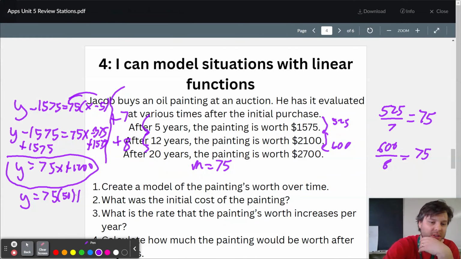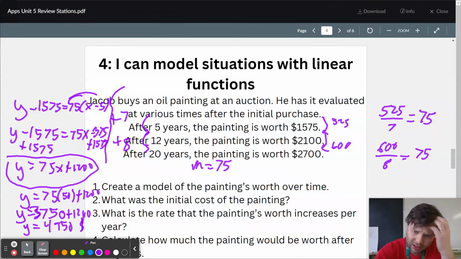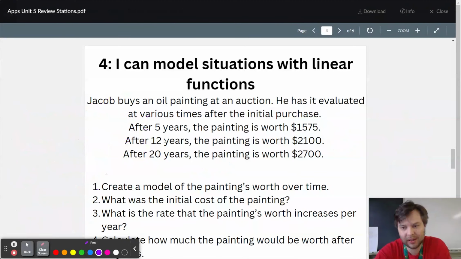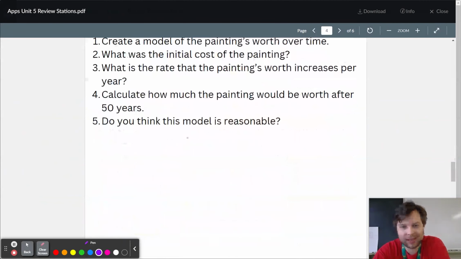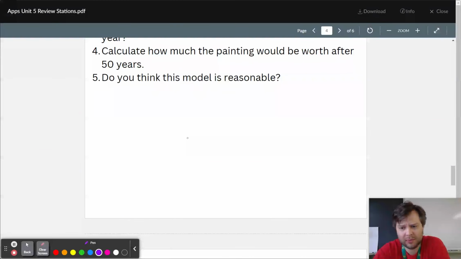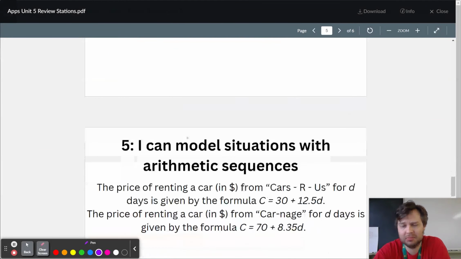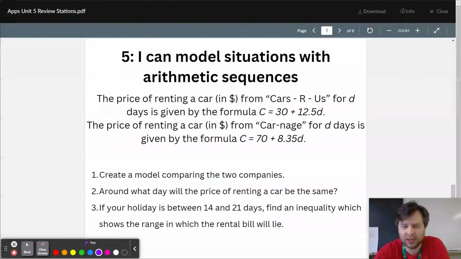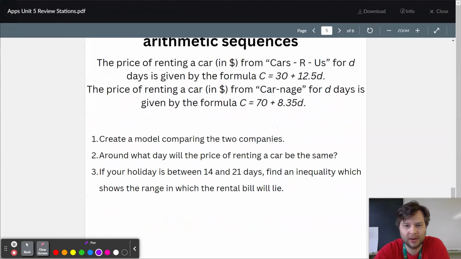75 times 50 plus 1200 means I have 75 times 50 is 3750 plus 1200. So we get 4950. Now, do I think that that's reasonable? I don't really know. I doubt that oil paintings go up at a linear rate. I bet that old stuff is worth more than new stuff, except if the people are totally forgotten. So I don't really know. Could be reasonable, could not be reasonable. Just depends. I don't know enough about paints.